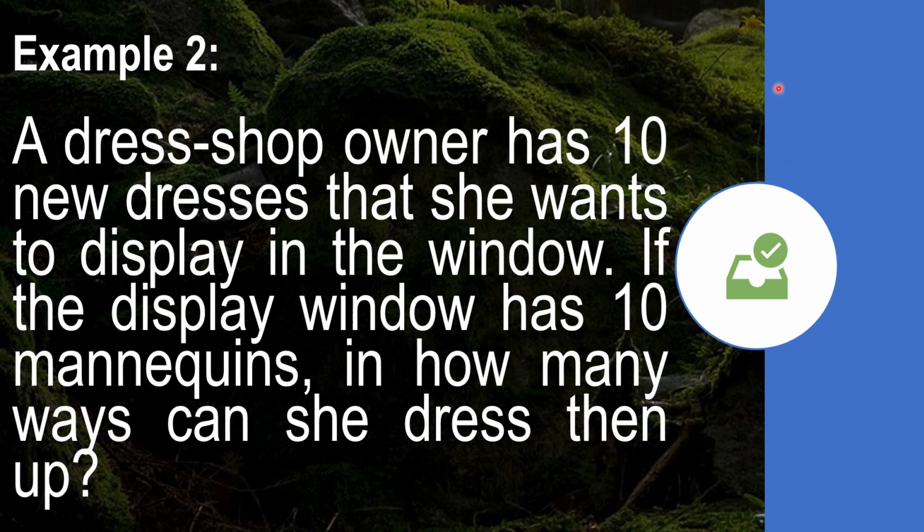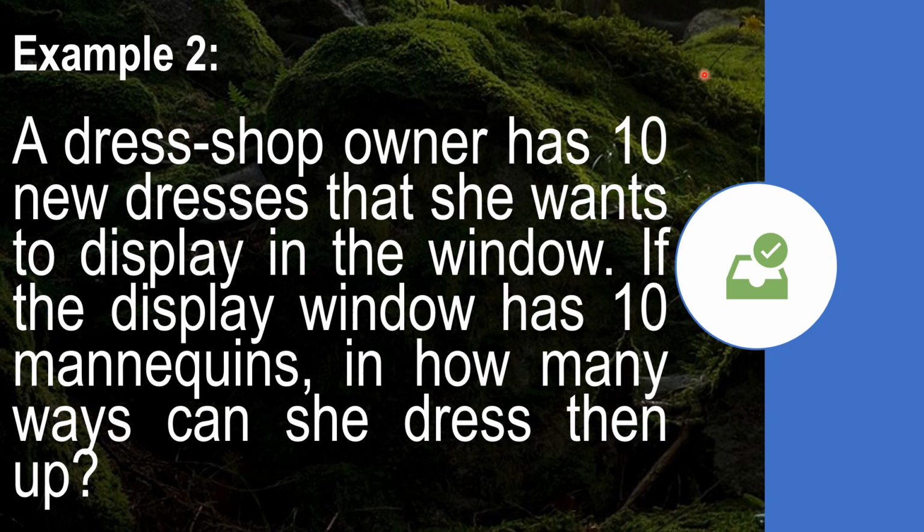So, ngayon magkaroon tayo ng second example. A dress shop owner has 10 new dresses that she wants to display in the window. If the display window has 10 mannequins, in how many ways can she dress them up? So, dalawa ang given natin, dalawang 10. 10 dress at 10 mannequins.